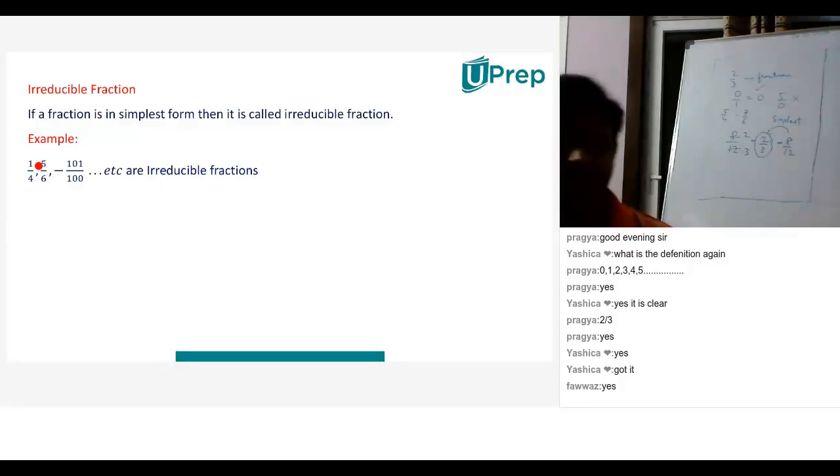The numerator and denominator do not have... Sir, actually I couldn't understand anything of what you're saying. May, you have to concentrate. I think you are somewhere else.